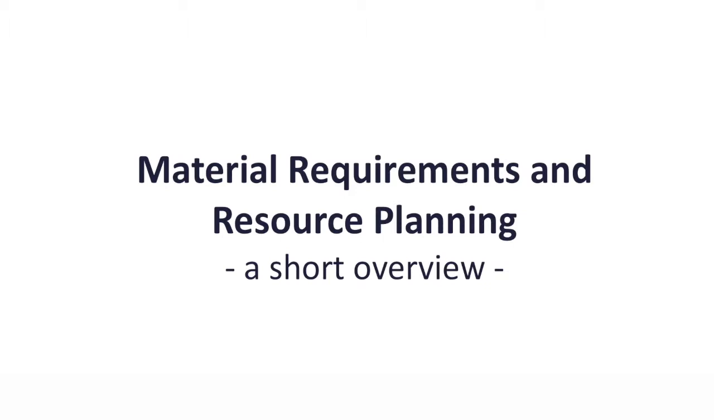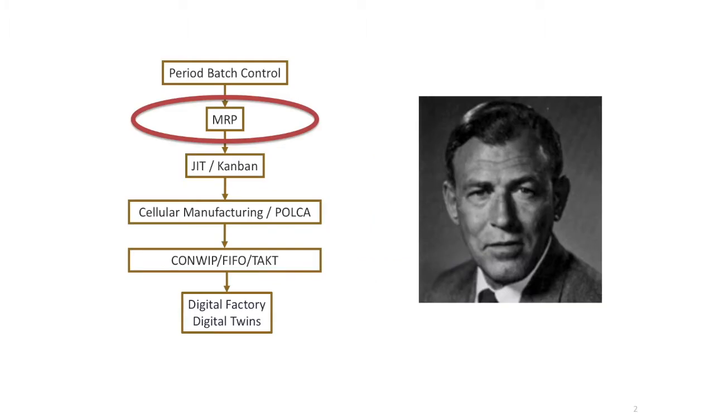Today, we will give a short overview of material requirements and resource planning. We will present and discuss strong and weak points of the system. In 1964, Joseph Orlicky developed Material Requirements Planning, or MRP. The first company to use this was Black & Decker.